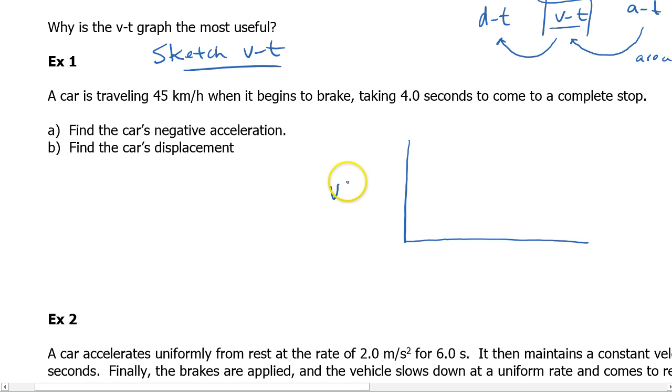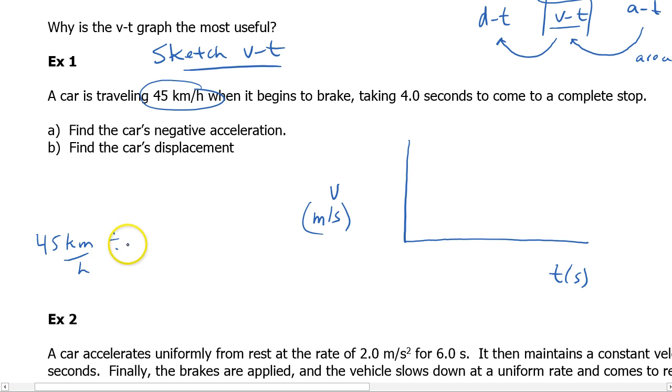So this is velocity, and should I change this to kilometers per hour? You know what, I'll do this in meters per second. And I'll show you how to change this, and this will be time in seconds. Okay, so the first thing we want to do is, if it's going 45 kilometers per hour, to change that into meters per second, I'm going to divide by 3.6. You might just remember that from our grade 11 course.